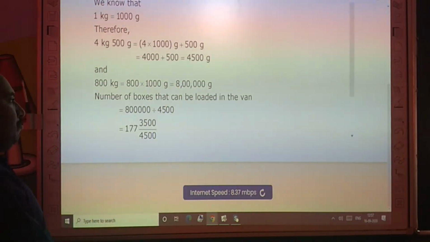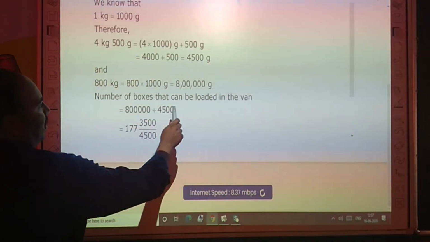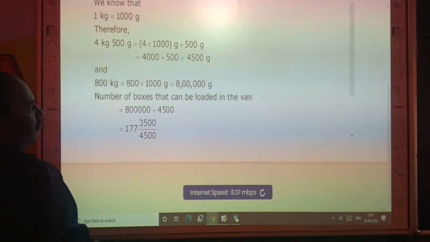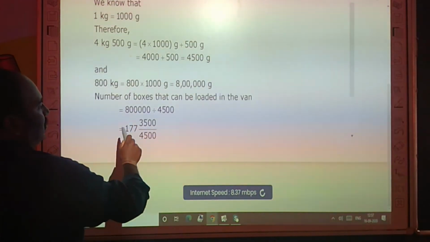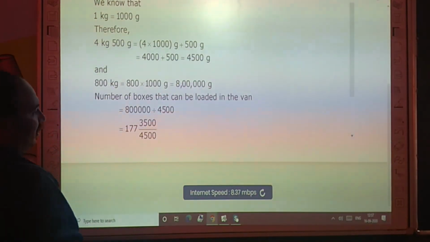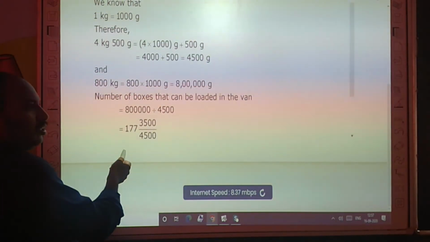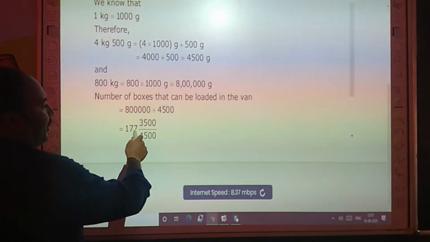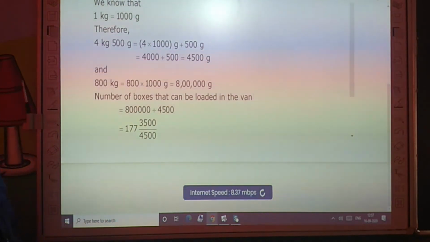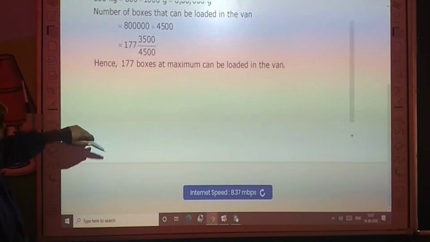8 lakh grams. To find the number of boxes that can be loaded in the van, we divide 8 lakh by 4500. 8 lakh divided by 4500 is equal to 177.